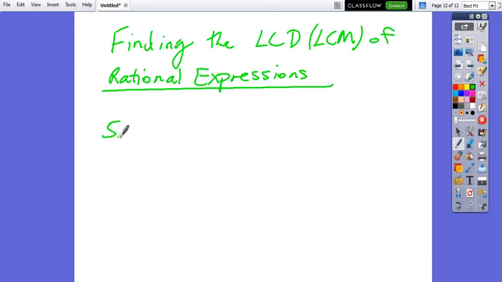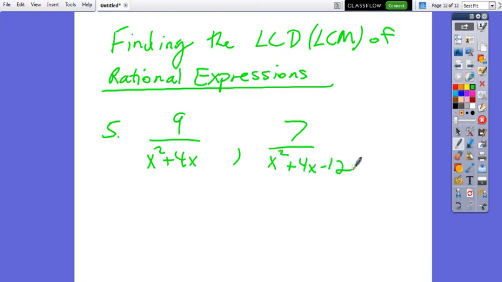If you look at number 5, we've got two fractions or rational expressions, 9 over x squared plus 4x and 7 over x squared plus 4x minus 12. Now, the directions on this worksheet are to find the least common denominator of the given expressions. So if all I'm doing is finding the least common denominator, do I even care what my numerators are? Not at all. We only care about the denominator. So we're just finding the LCD.